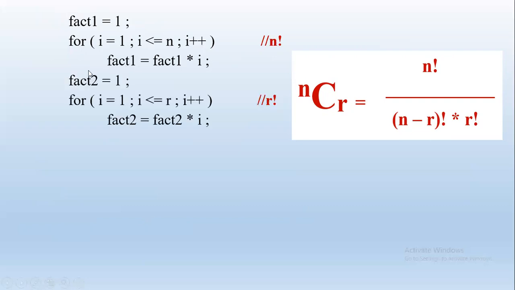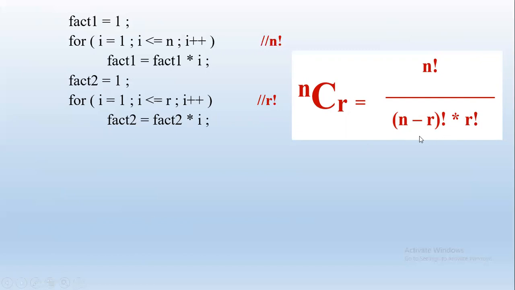Similarly, next part we will find r factorial. For that we need a resultant variable fact2. We initialize it to 1, the multiplicative identity. And similarly, instead of n, we have r here. So 1 into 2 into 3. So we find r factorial using this code. So fact2 will store r factorial, that is 1 into 2 into 3. It stores the value as 6. So here we have found n factorial and we have found r factorial.